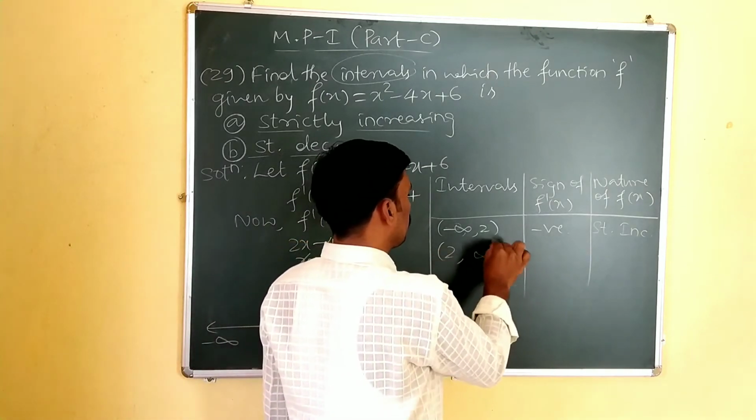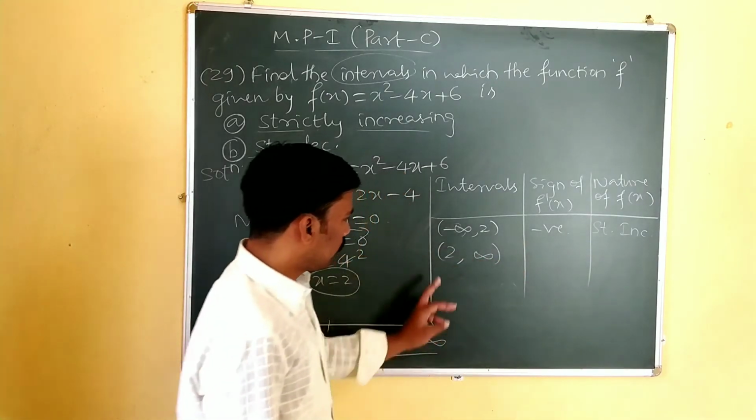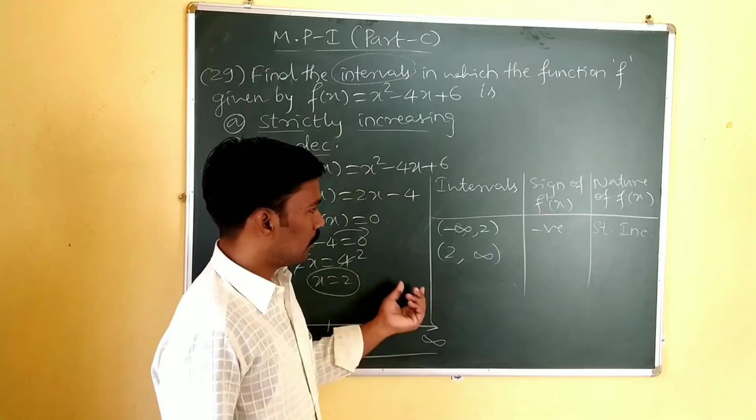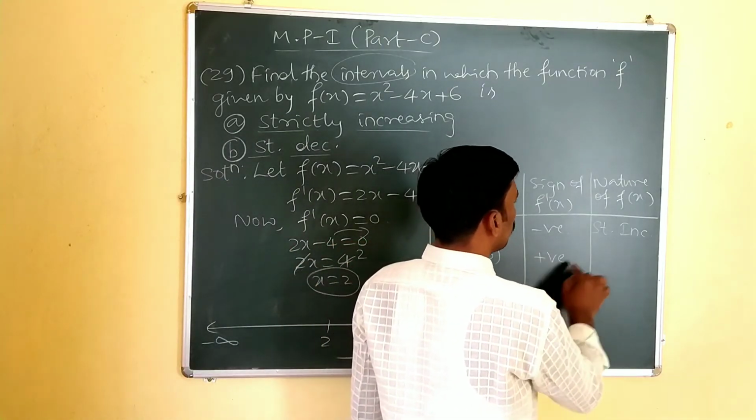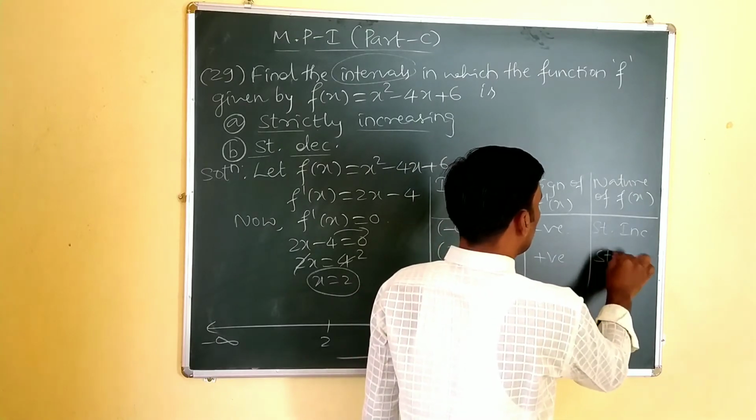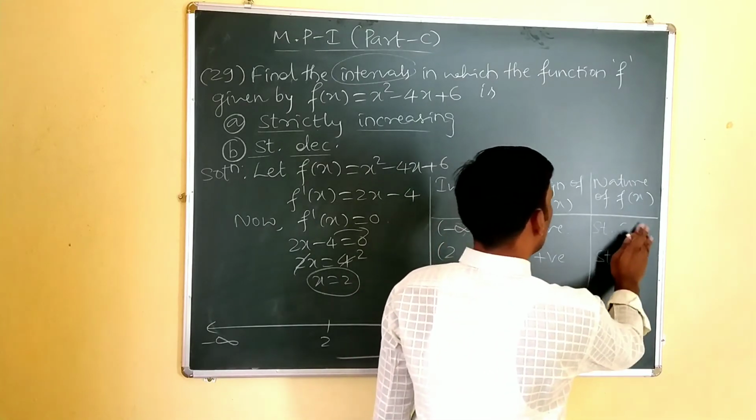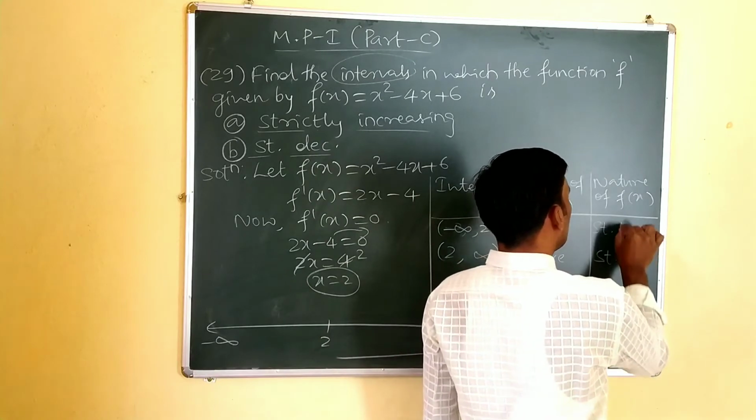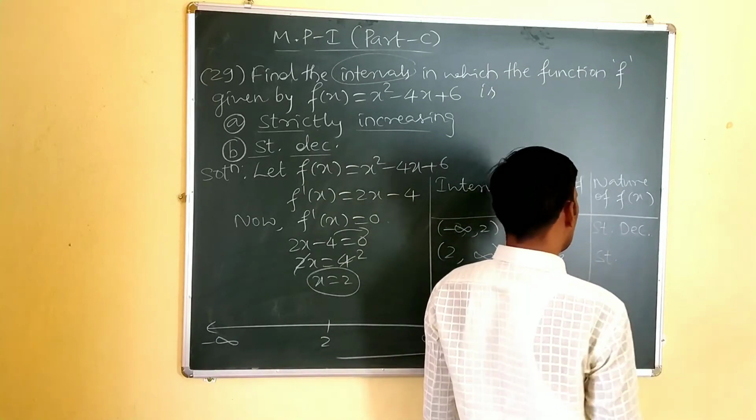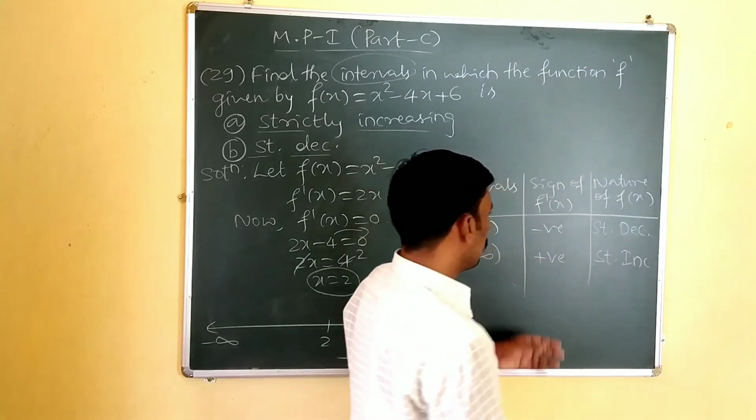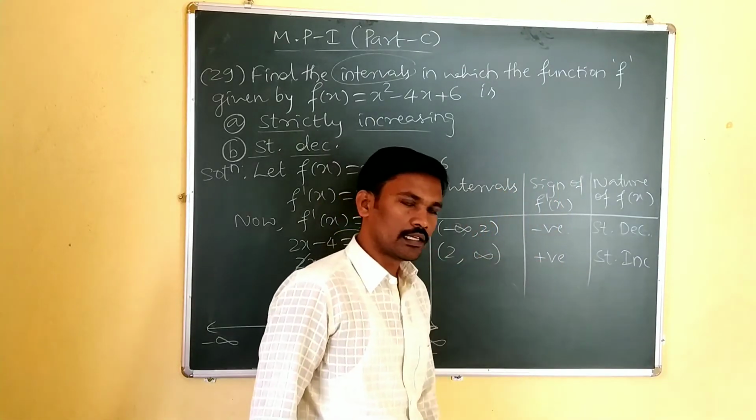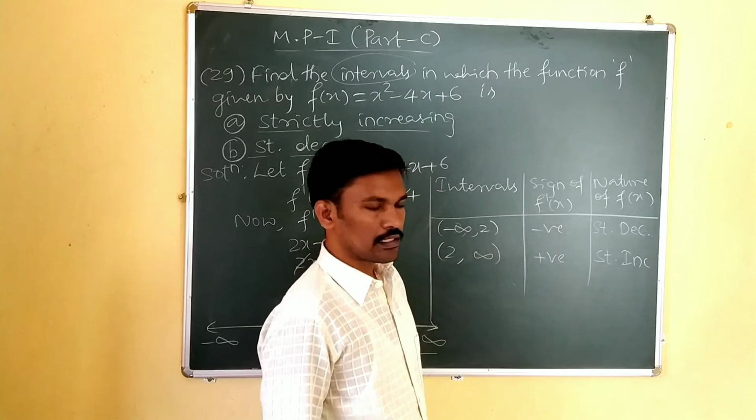And take second interval, 2 to plus infinity. So both are positive. Both the endpoints are positive. Plus into plus, their product is also positive only. So f dash of x is positive. Therefore, f of x is strictly decreasing. The negative one is decreasing. Strictly decreasing, and this is strictly increasing. So f dash of x positive one is strictly increasing. If it is negative, then it is strictly decreasing.